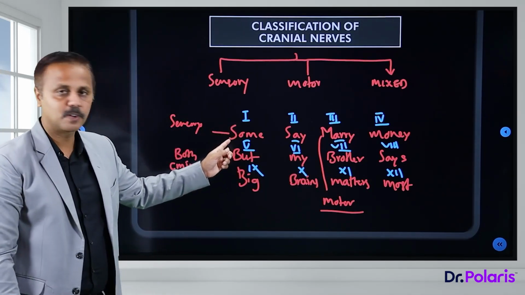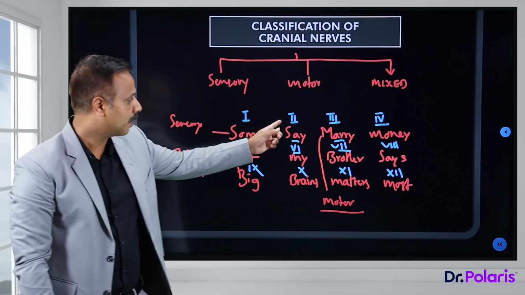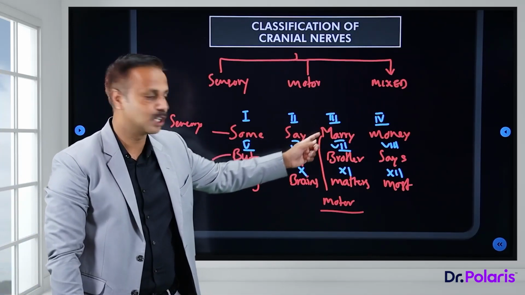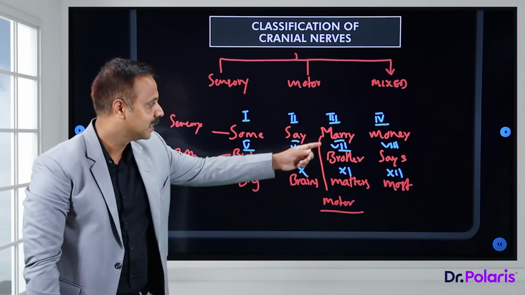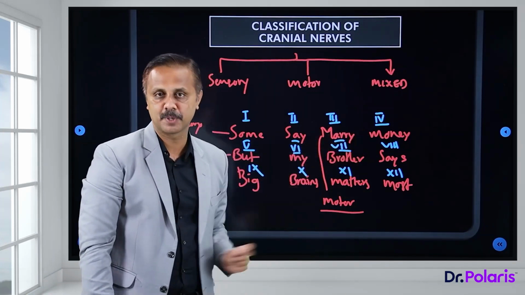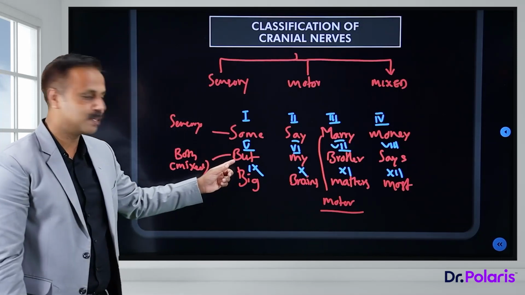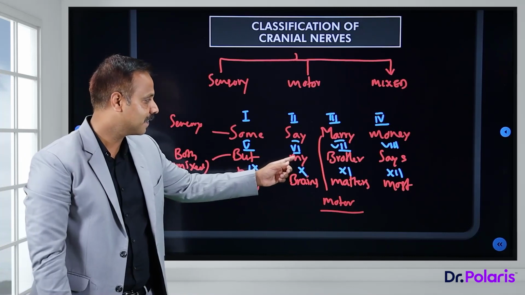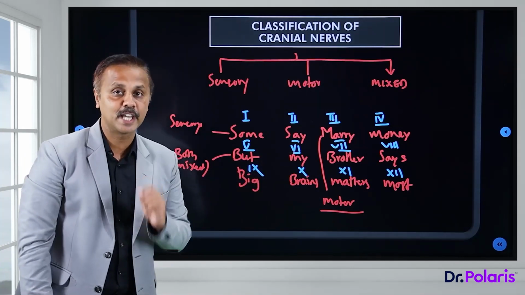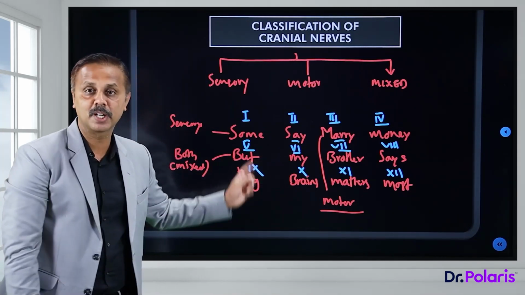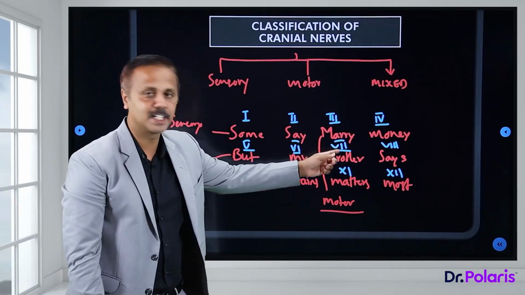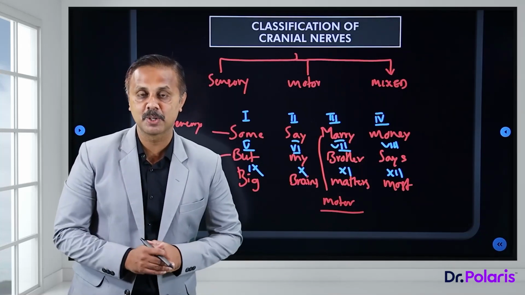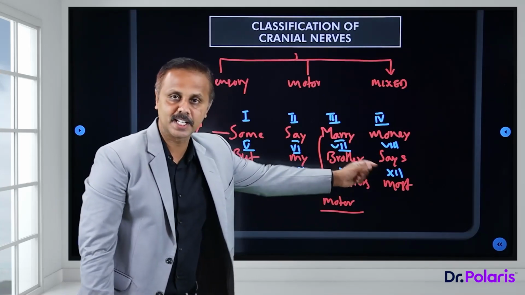Right? So, what does this mnemonic say? The first cranial nerve or olfactory nerve is sensory. Optic nerve is sensory. The third cranial nerve, which is oculomotor, is purely motor. Then we have trochlear nerve, which is purely motor again. We have trigeminal nerve or the fifth cranial nerve, which is a mixed cranial nerve. Then we have the sixth cranial nerve or the abducent nerve, which is again a purely motor nerve. We have the seventh cranial nerve, which is mixed. We have the eighth cranial nerve or the vestibulocochlear nerve, which is purely sensory again.